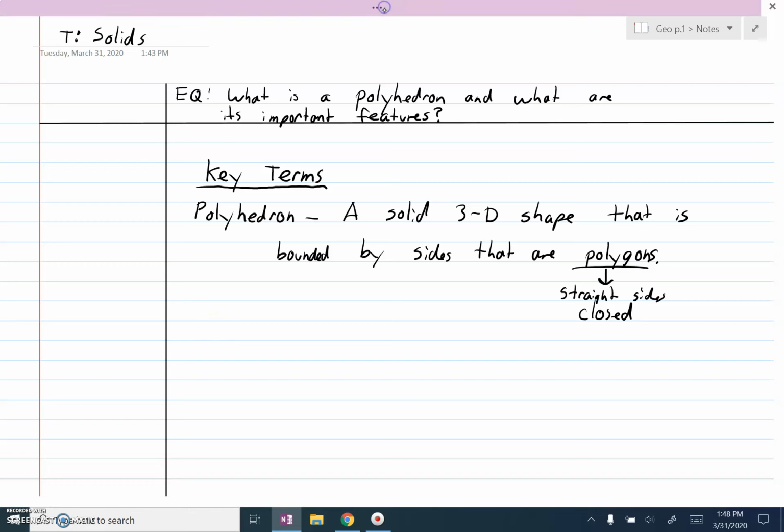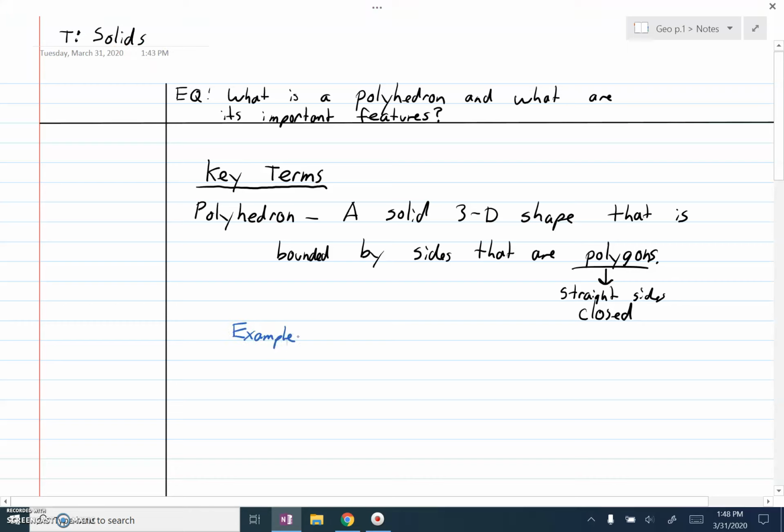We'll use a different color for this one. Let's go with blue. So an example, and bear with me, my drawings might not always be the best, but if I did a prism, so you can have rectangular prisms, triangular prisms. I'll just draw a rectangular one here, so I kind of draw a sideways rectangle, and each side is going to go up. So that would be a polyhedron. It's three-dimensional, and each of the sides are polygons, because each of the sides are rectangles.